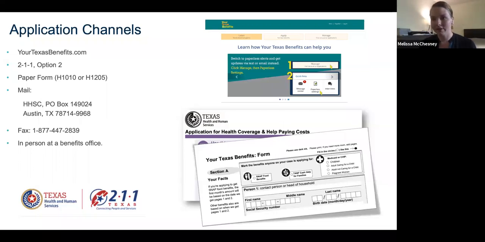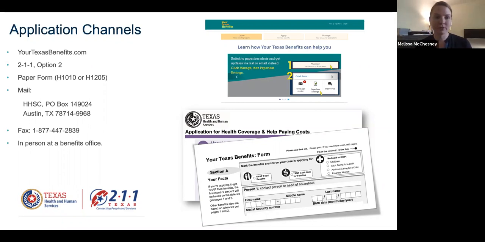Anytime you're applying for Medicaid at HHSC or applying for services at healthcare.gov, you are technically applying for all programs, and the idea is that they're supposed to be figuring out where you're going to fit. We're going to go through that process in a little bit, so you better understand how that works.